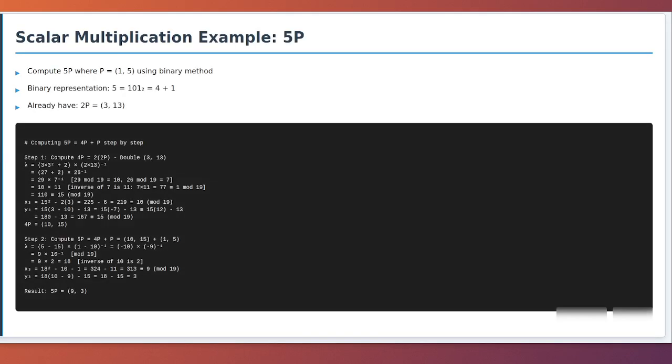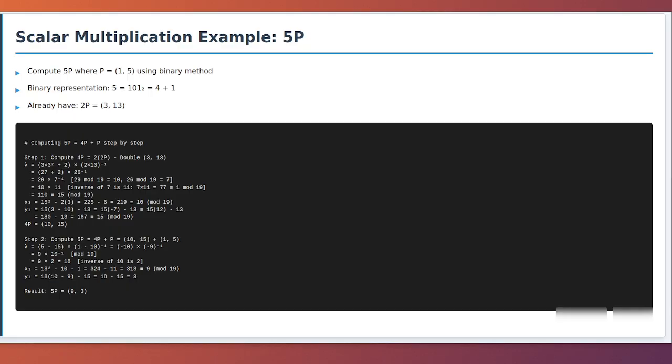Scalar multiplication. Computing 5p. Let's compute 5p where p equals (1, 5) using the double and add algorithm. We write 5 in binary. 5 equals 1 0 1 in binary. This means we need to compute 4p plus p. Let's work through it step by step. Step 1. We already computed 2p in our doubling example. We found that 2p equals (3, 13).